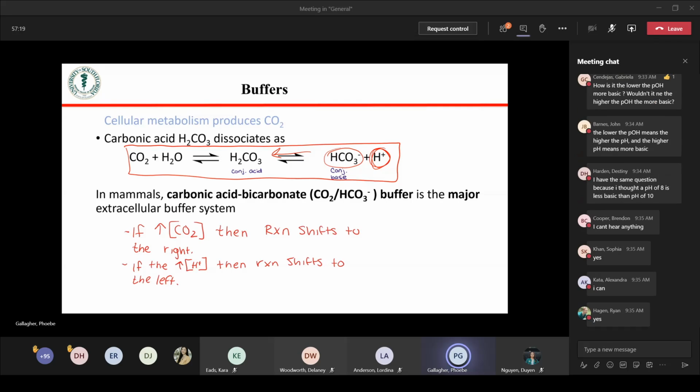So how is it that the lower the pOH, the more basic? Wouldn't it be the higher the pOH, the more basic? Yes, it is kind of confusing in that sense, but really you're just finding the negative log of the concentration. If the concentration of OH, or hydroxide, is high, that means it's more basic, right? But when you find the negative log of that, it's going to be a lower number. It's confusing because it's the opposite of what you'd think.